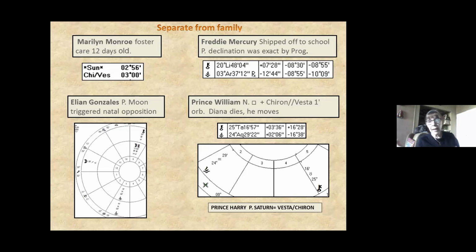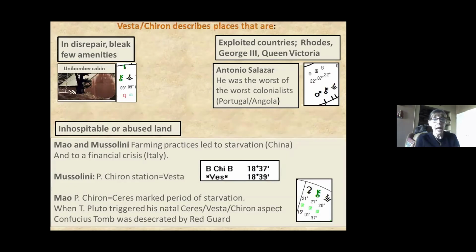And it doesn't really have to do with them becoming orphans so much as leaving their home. Yes, they were orphaned, lost their mother, but it was the part where they had to leave their home as a result of it. Now, Vesta Chiron is also locations that have few amenities.